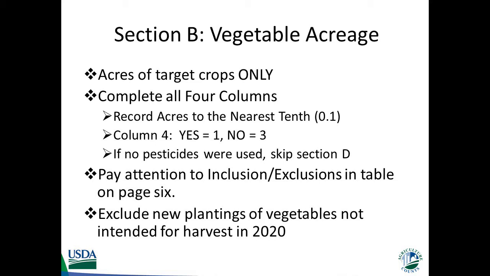One important exclusion that gets overlooked is to be sure to exclude new plantings of vegetables not intended for harvest in 2020, which should only impact new plantings of asparagus in Michigan. Newly planted asparagus will have a different spraying regimen than asparagus intended for harvest, so it will be important that new plantings of asparagus get excluded. Also, please do not put different fields with the same crop on different lines of the table. All fields planted to the same crop can be consolidated on a single line.